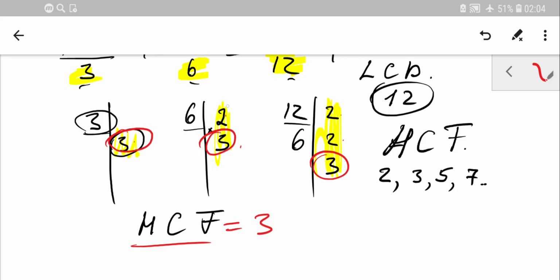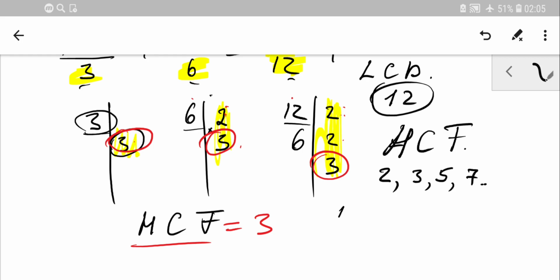Because if you think that 2 is also, because it's here and here, yeah, I agree, between 6 and 12 it's common, but what about 3? 3 doesn't have 2 as a factor, so that's why 2 is not common for all three. So you don't count like this. You need to find the factor common between all three numbers.